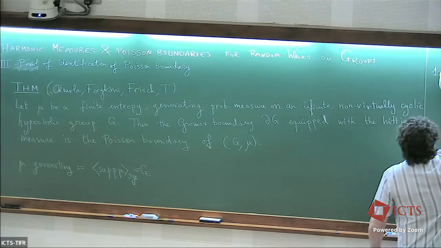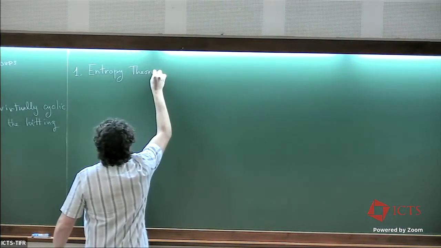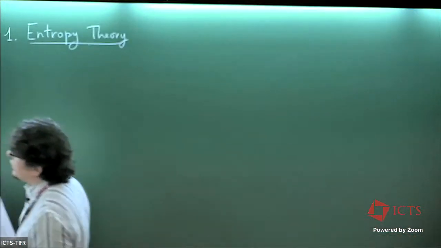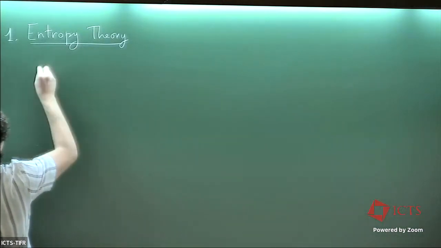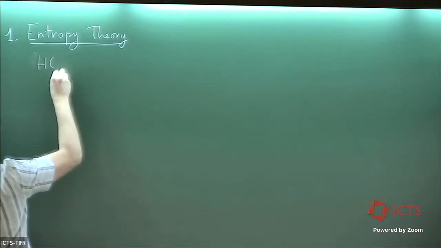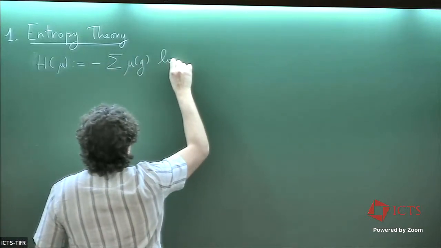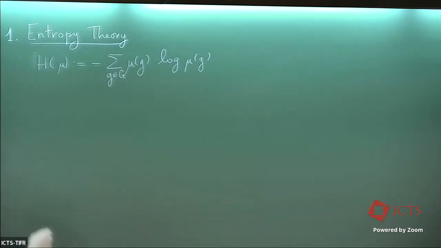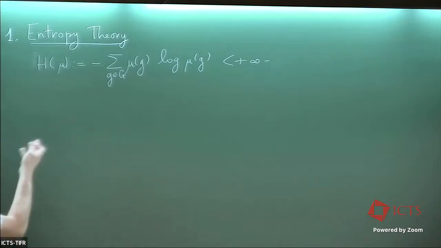So first of all, I have to start talking about entropy theory, which, of course, was already very much important in the earlier versions of this theorem when you had the moment condition. So, for instance, in the work of Kaimanovich. Okay, so first of all, what is the entropy of a measure? Well, if mu is a measure on G, the entropy of just one measure is minus the sum of mu(g) log mu(g), since we are in the countable setting. And we assume this to be finite. And then we have a whole bunch of notions of entropies of related things.